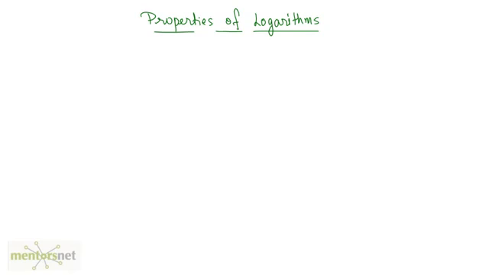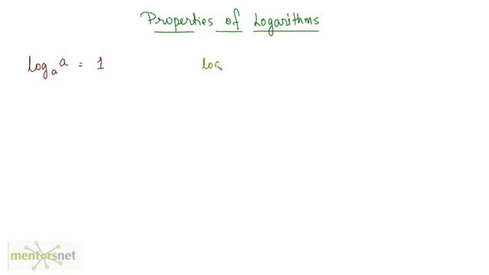Let us look at the various properties of logarithms. These properties help us to simplify a lot of logarithmic equations. So if you have a log of a number to the same base as the same number, it is going to get you 1. Why 1?